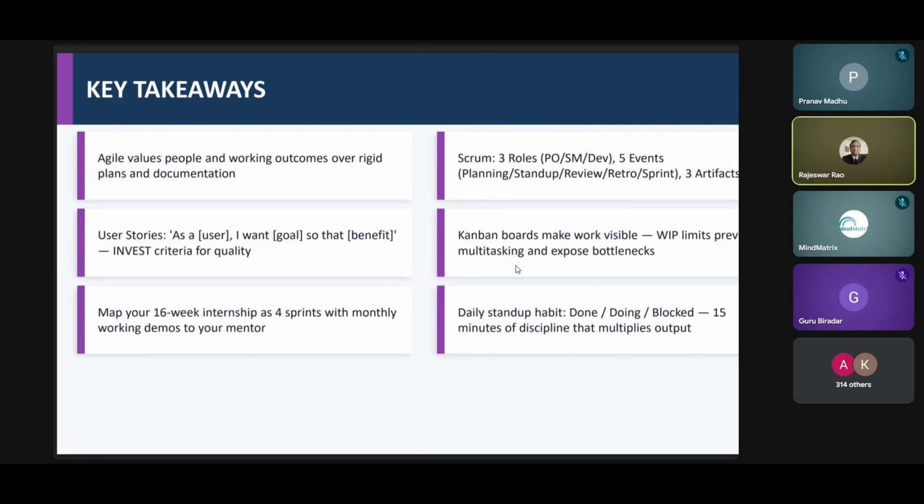Yashaswini has a doubt. Who's saying she has a doubt? Yashaswini MJ. Yes, please ask your doubt. Go ahead and please ask your doubt in the chat.